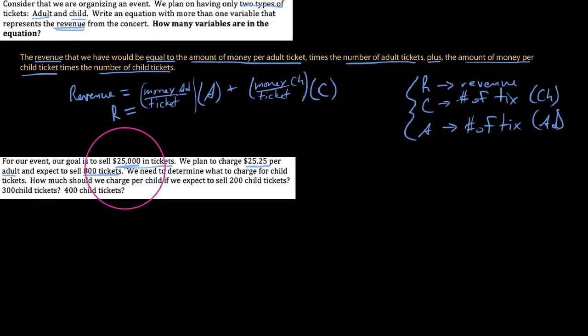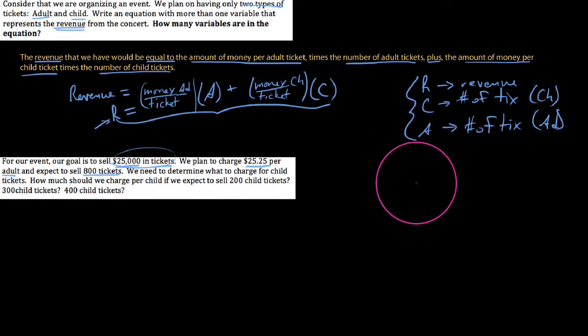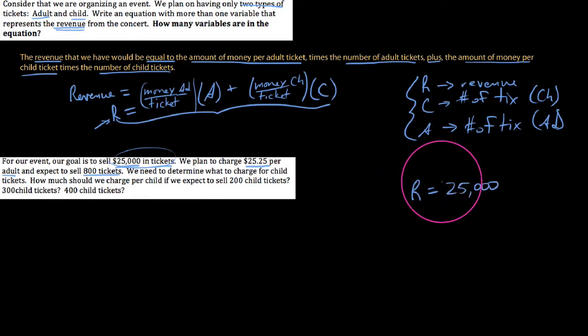So here's the deal. In terms of what we know already, let's go back to these numbers and ask which of these values we are already familiar with in our algebraic model. For instance, revenue. We notice that this $25,000 right here represents revenue. So we're going to write down the values for the things we already know off on the side, and talk about what we don't know. We expect to sell 800 tickets, so we say the number of adult tickets, A, is equal to 800, okay?